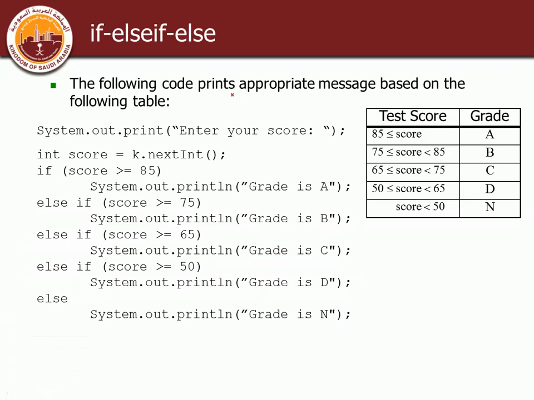What happens if it's like 90? Is score greater than or equal to 85? Yes. Display A and then jump everything. Everything else is optional, well, once one of them is true. If the first one is true, the rest is optional. If the second one is true, the rest is optional. I mean optional in terms of I'm not going to be executing it.